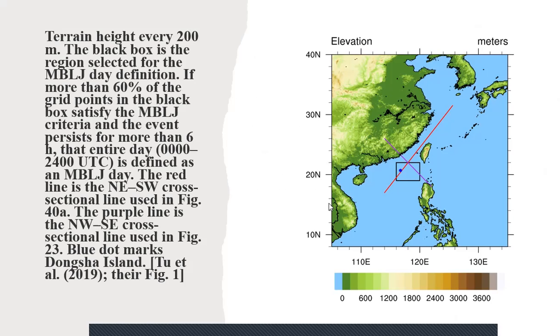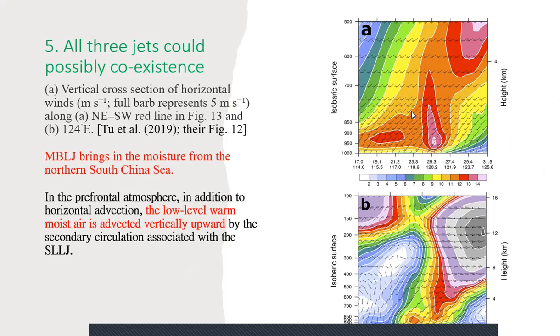Could all three types of jet coexist? The answer is yes. This is the vertical cross-section for the composite field for the marine boundary layer jet days. So you can see the marine boundary layer jet right here. This is south, this is northeast, and here you have the sub-synoptic low-level jet, and here you have the barrier jet. In here you have the upper-level jet. Okay.